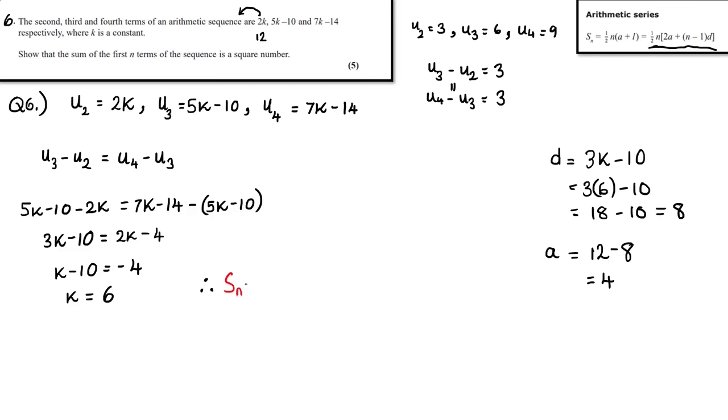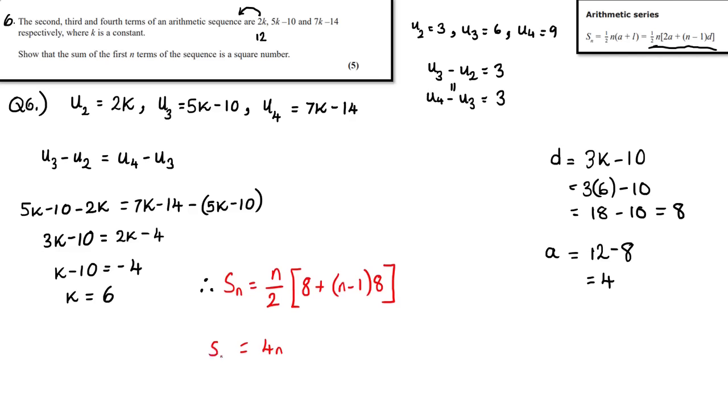So S_n, that's going to be n over 2, a half n, so n over 2, times 2a, so 2 lots of 4, so that gives us 8 there, plus n minus 1, we don't know how many terms it is, just the first n terms, so n minus 1 times d, and we know d is equal to 8. Okay. And at this point now, it's just a matter of simplifying and evaluating this. So let's start with this part here. So I've got n over 2 times 8, giving us 4n.